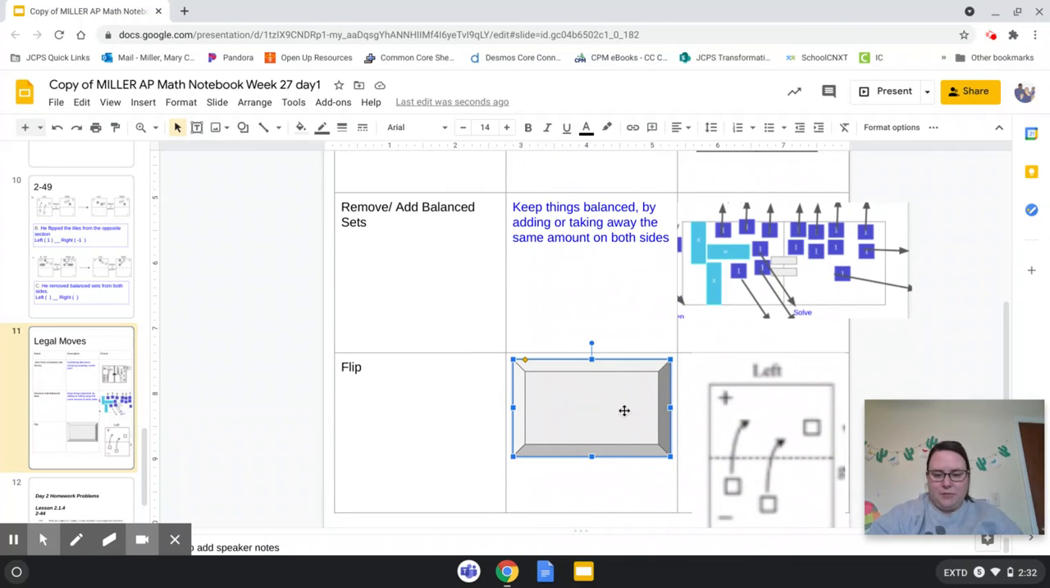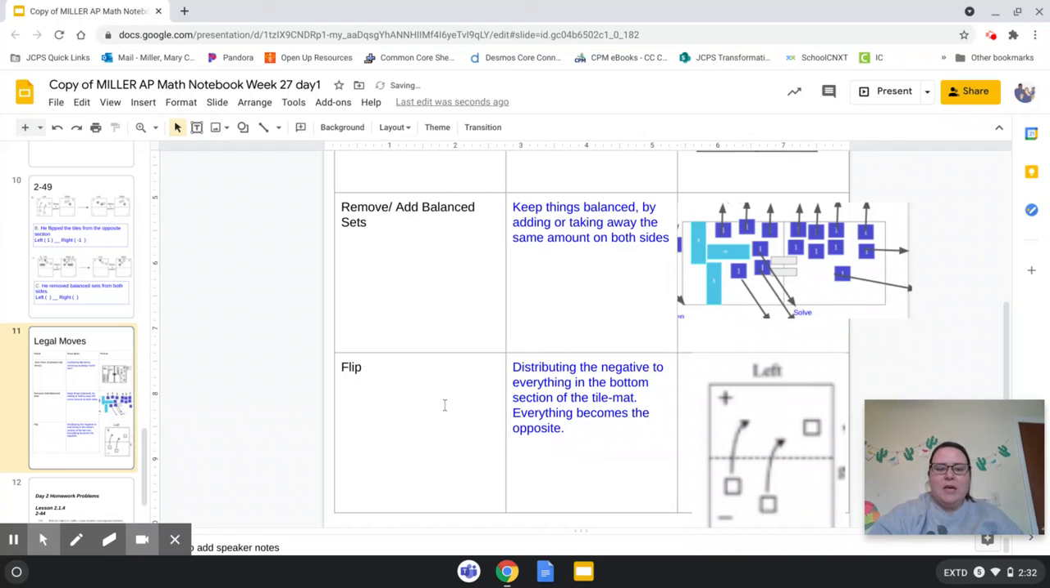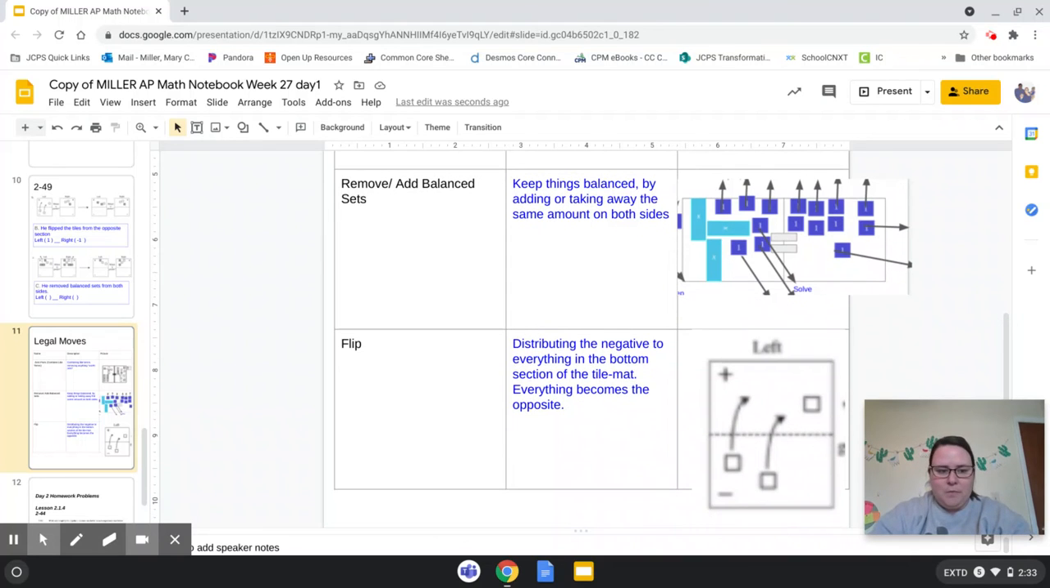Then our newest version of our legal moves is what we call flip. Okay, all that means is we're distributing the negative to everything in the bottom section, in that opposite section of the tile mat. Everything becomes the opposite. So if we're taking the opposite of a negative, it becomes positive. If we're taking the opposite of a positive, it becomes negative.